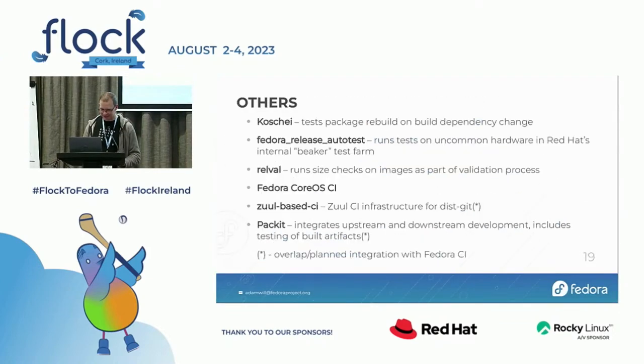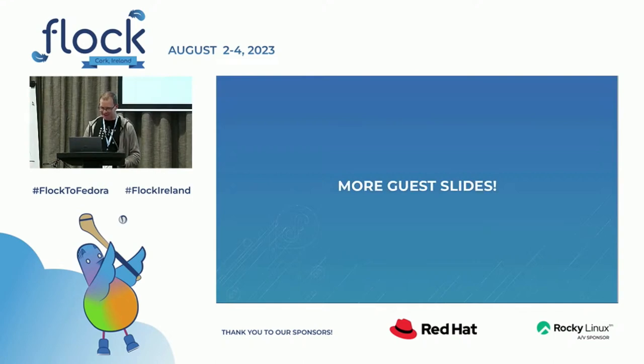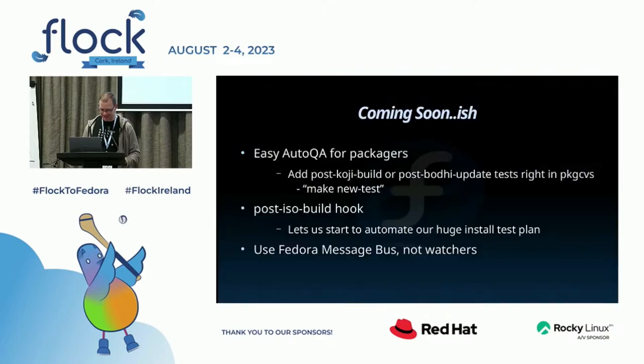Do excuse me. So yeah, we have a couple more slides from Will's talk here, which I just thought fit in really well. This ties into the bits I just talked about. This was in 2009, remember? So coming soon-ish, this is the stuff they were trying to figure out back then. Easy auto QA for packages: this was the idea of making it so you can write tests for your package. That's what Fedora CI does, and it works now. 14 years later, we got there. It's pretty good.